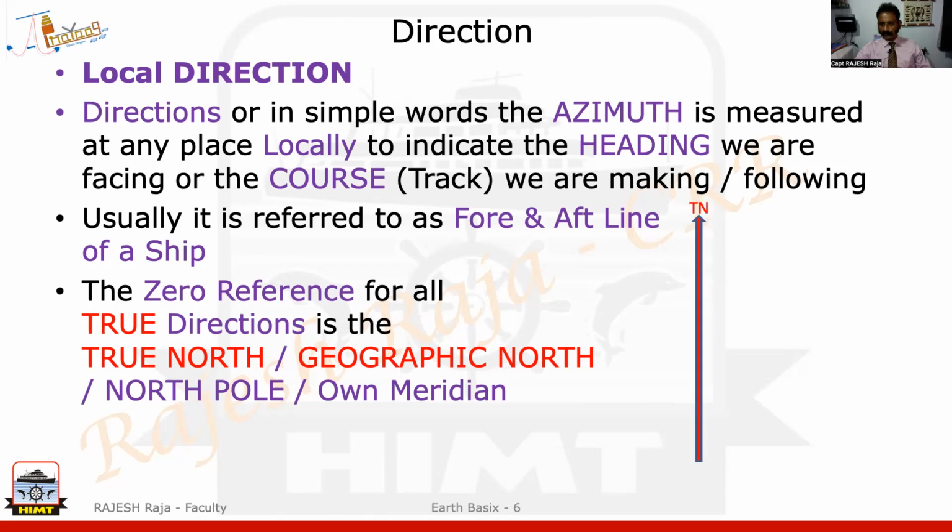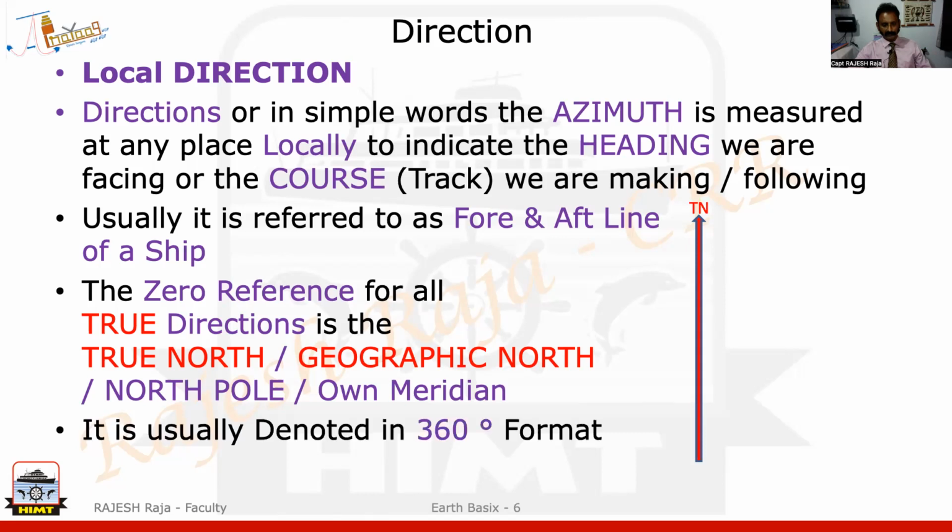So I always call it true north. This is the meridian, if you want to imagine. It is denoted by a 360-degree format. It is always three digits. If you don't have any digit, you should put 0 there. Okay, you just remember. I'll show you that.